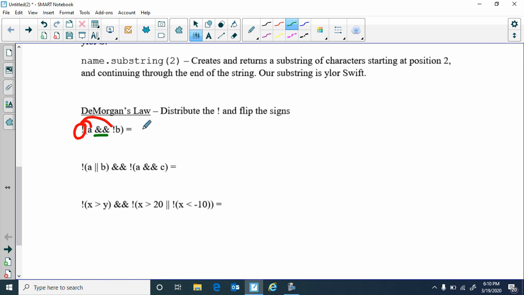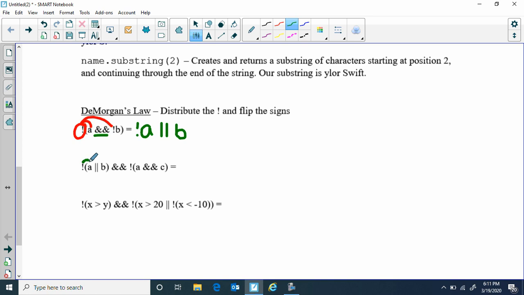So not being distributed to A becomes not A. The and becomes an or, and then not times not B gives us just B. So this would be true if either not A is true or B is true. Remember, with an or, we only need one of our parts to be true in order for the entire thing to be true. Now let's take a look at our next one.